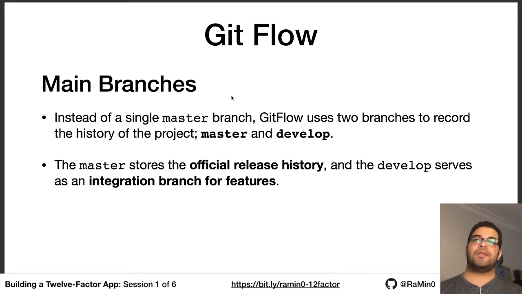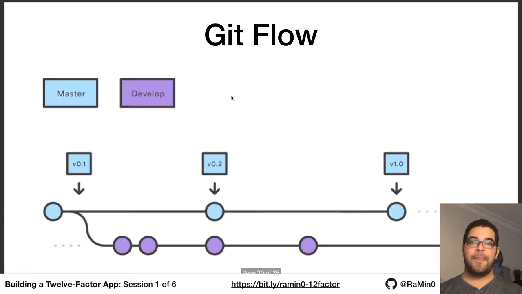Git flow says that you need to have at least two branches here: the master branch for production and the develop branch. The master branch stores the official release history, and the develop branch serves as an integration branch for features, where new features are being developed. And this is basically how it looks.